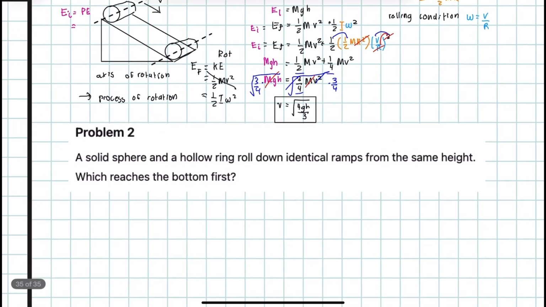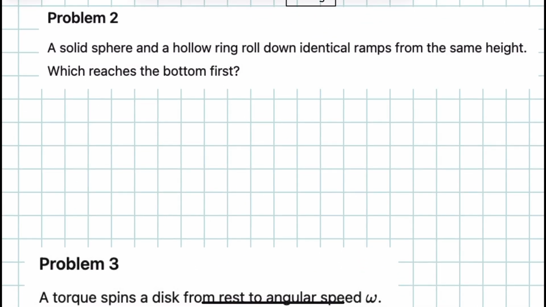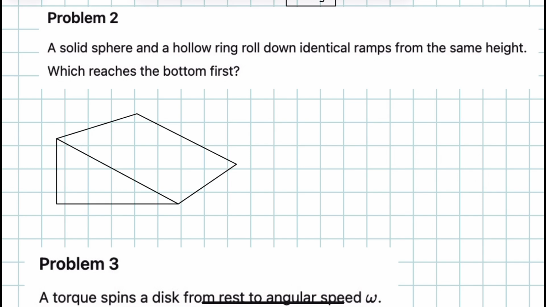So now let's say we have problem 2. A solid sphere and a hollow disc roll down identical ramps from the same height. Which reaches the bottom first? So let's draw this out. We have the ramp. This is not a perfect ramp, but you can see this as a ramp.